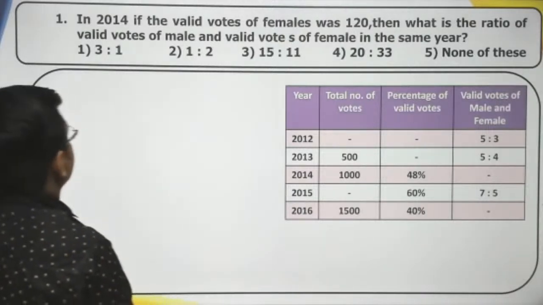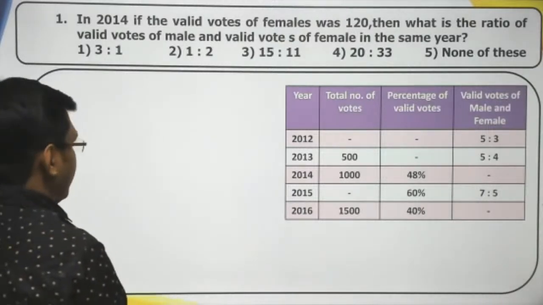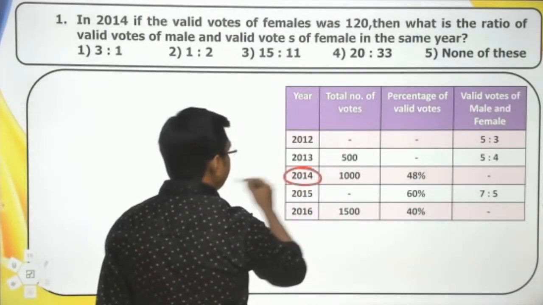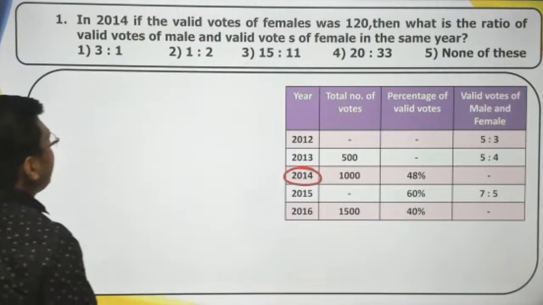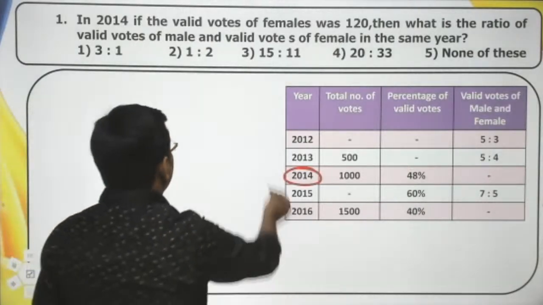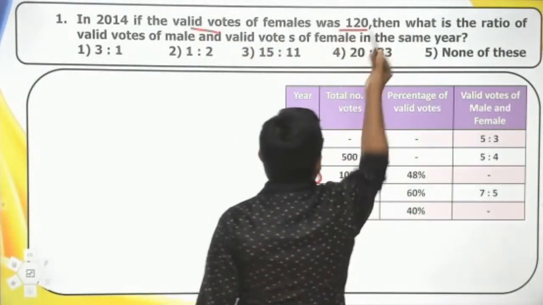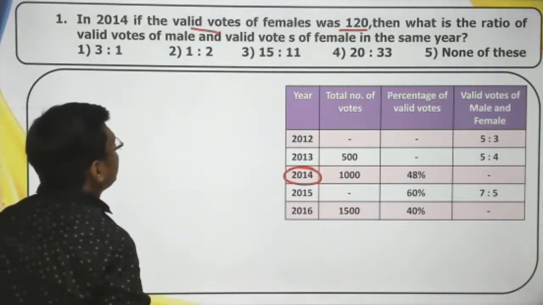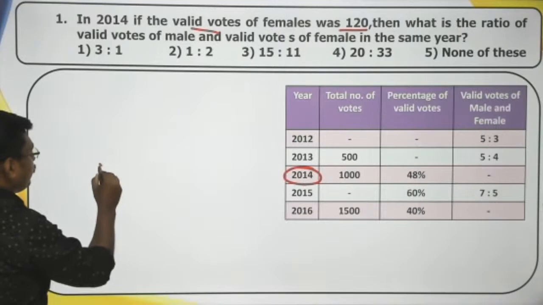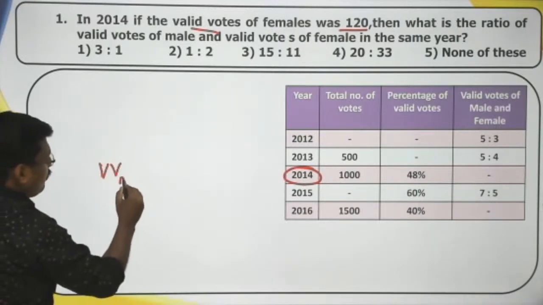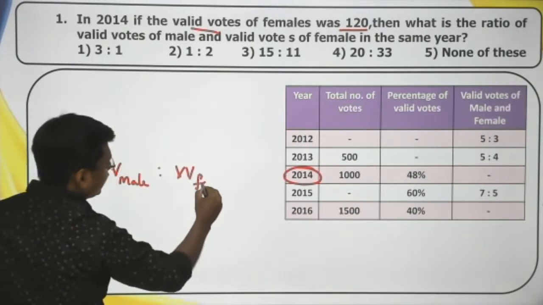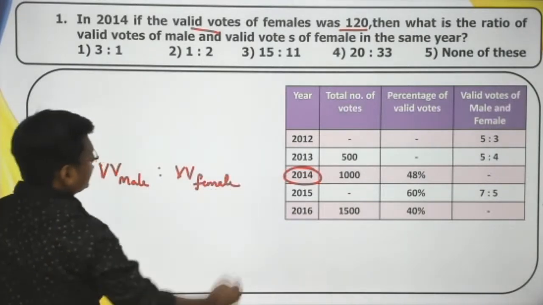In 2014, if the valid vote of female was 120, then what is the ratio of valid vote of male and valid vote of female? So we need to find valid vote of male is to valid vote of female, correct? Listen, it is very easy to find.